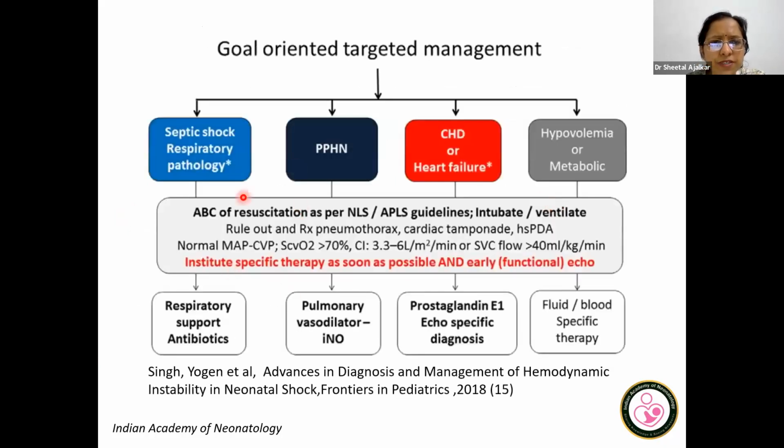In septic shock, actually, it is flow based, 2D echo based management. Systemic venous oxygen saturation more than 70% is the target, cardiac index is 3.6 to 6 liters, and SVC flow more than 40 ml per kg per minute. So this is based on the 2D echo parameters. Again it will depend on the baby's status, and then the treatment will be given. So there are different approaches: the BP approach, the flow approach, and even the 2D echo based specific parameters are followed.